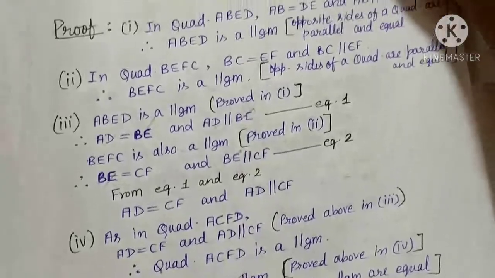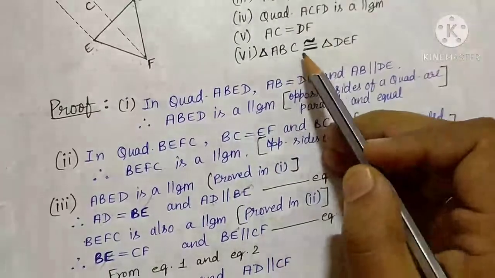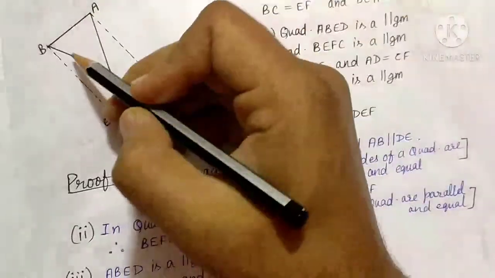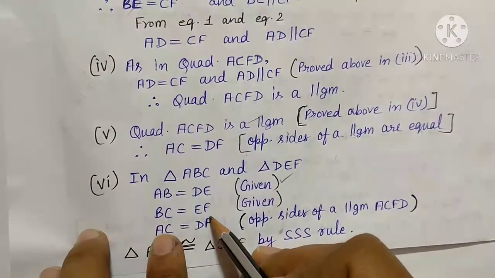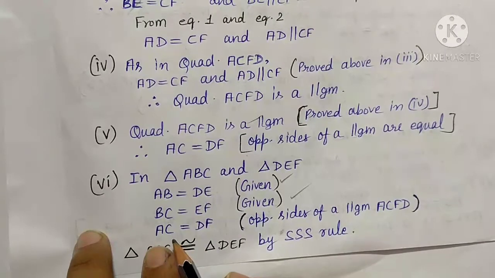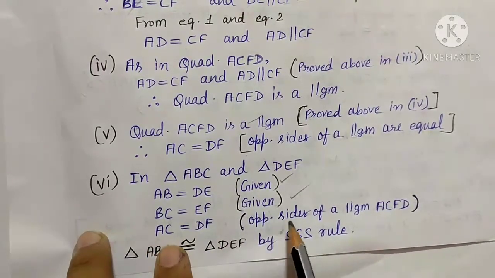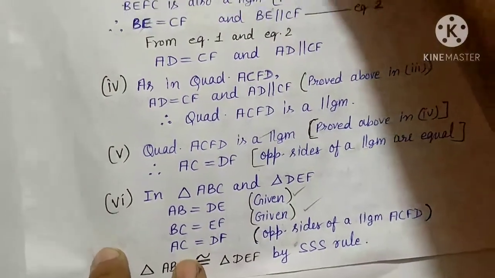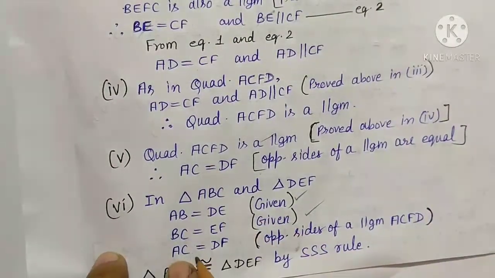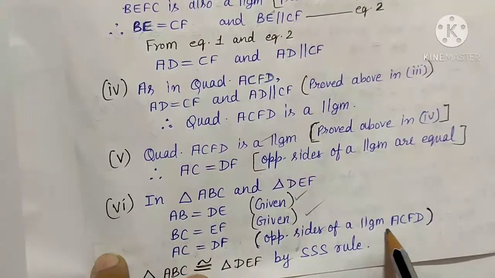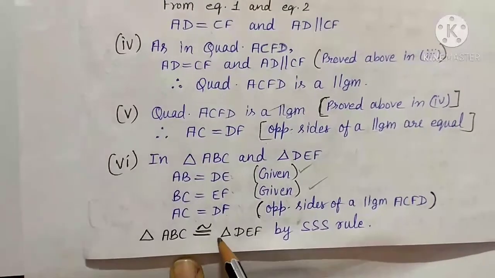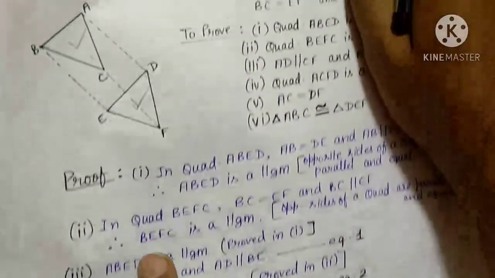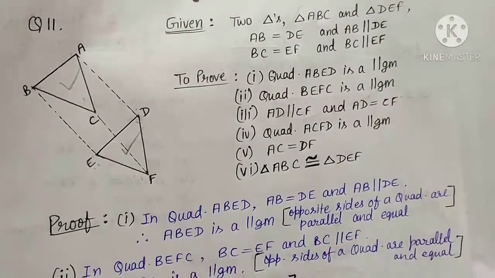Now the sixth part, they are saying to prove that triangle ABC is congruent to triangle DEF. This triangle is congruent to this triangle. So what we are doing, just check here. In triangle ABC and triangle DEF, AB equals DE, it was already given. Then BC is equal to EF, already given. And we have just seen that AC is equal to DF, as these are the opposite sides of the parallelogram ACFD, which we proved above. So in this way, by the SSS rule, triangle ABC is congruent to triangle DEF. So in this way we have proved all the parts of question number 11. I hope it is clear to you.